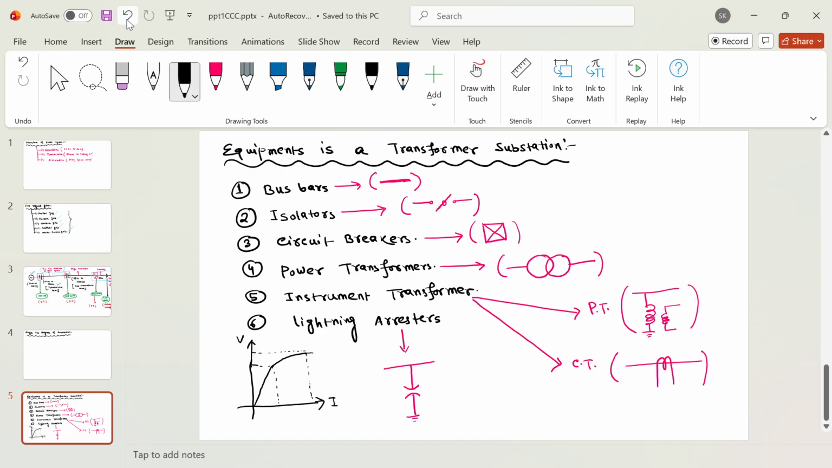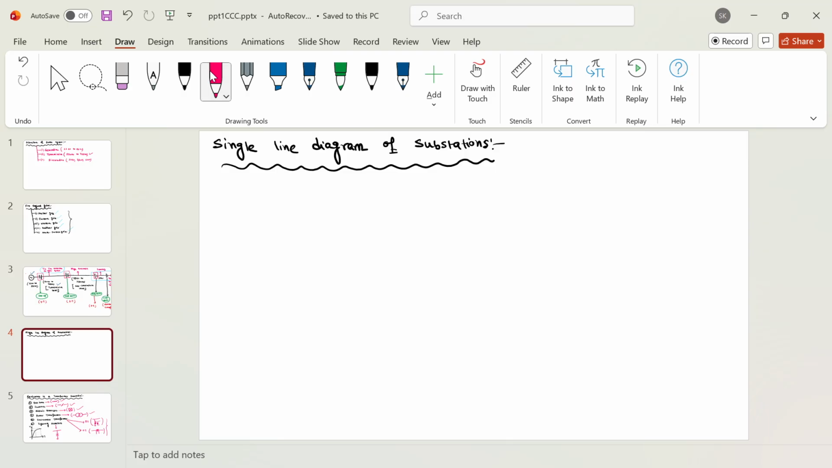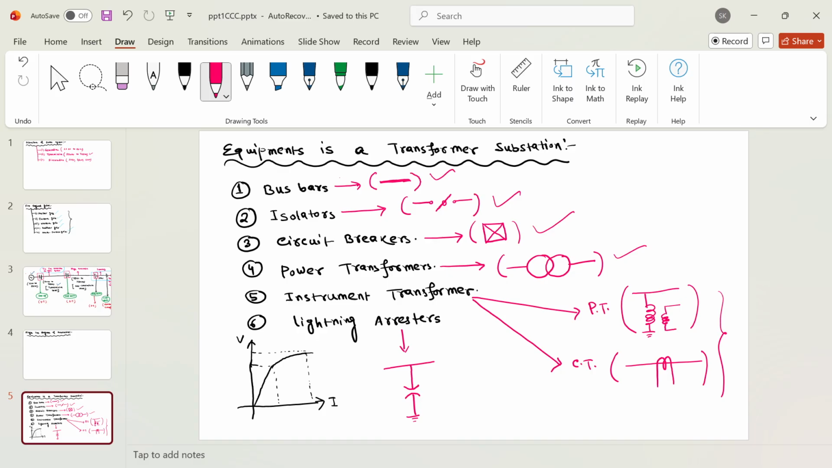Okay, so we will see the single line diagram now. In the single line diagram, this is how we will represent each of the elements. Once we say single line diagram of a substation, it is not only those six elements or six equipments that are required in a substation. There are several types of equipments that can be used, but on the broader level, these are the equipments required. Beyond that, there are some other equipments also that can be used.